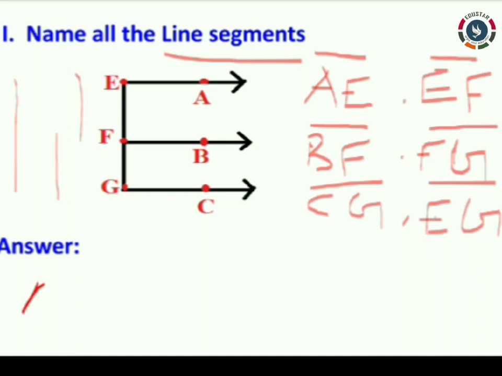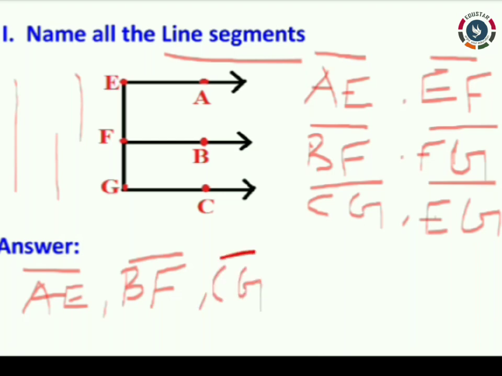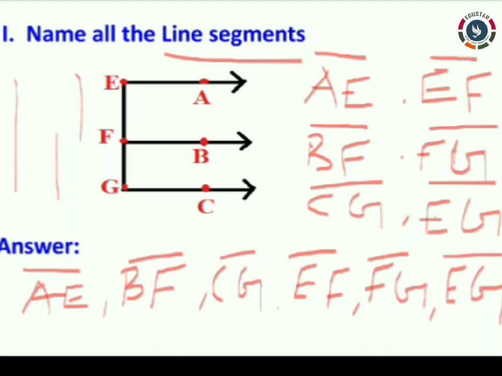Yes. AE is one line segment. Next, BF is one line segment. CG is one line segment. EF. Next, FG. Next, EG. These are all 6 line segments.